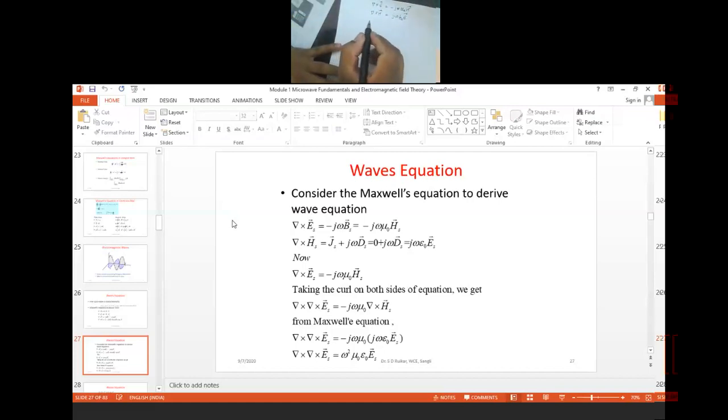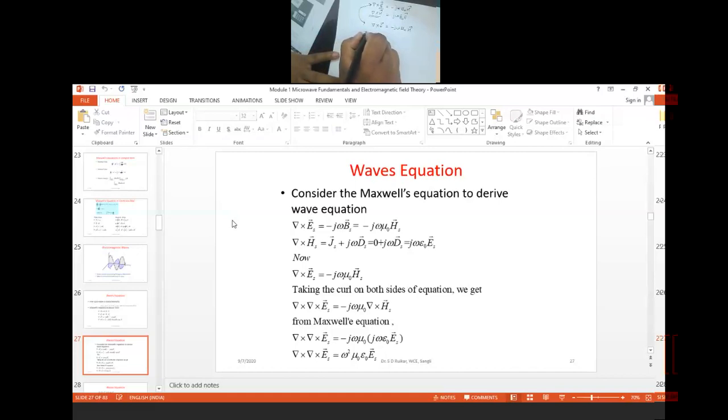Now of these two equations, we can consider any one to obtain the wave equation. If we want the wave equation in terms of the electric field, we take only del cross E. If we want the equation in terms of the magnetic field, then we take only the magnetic field expression. Here we need the wave equation in terms of the electric field quantity, so we take only del cross E.